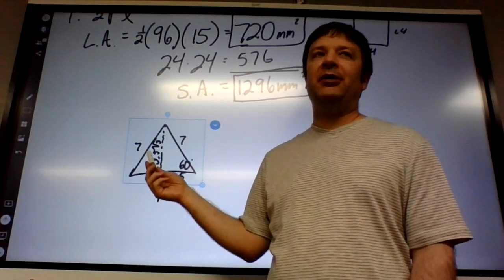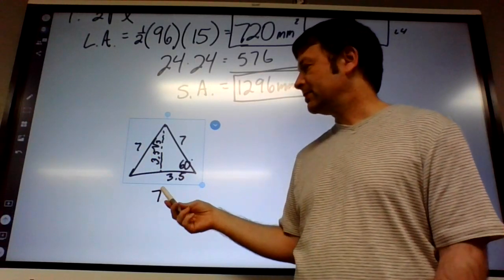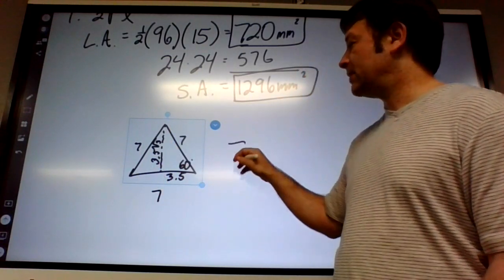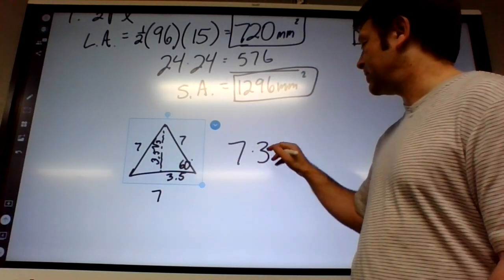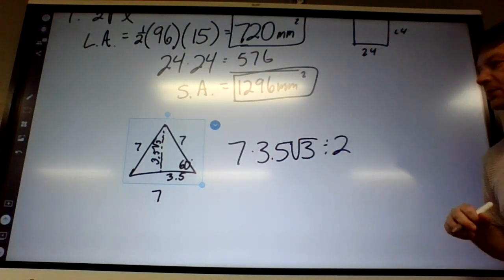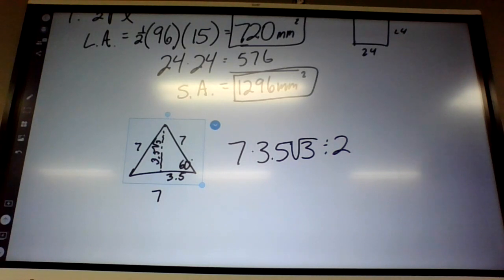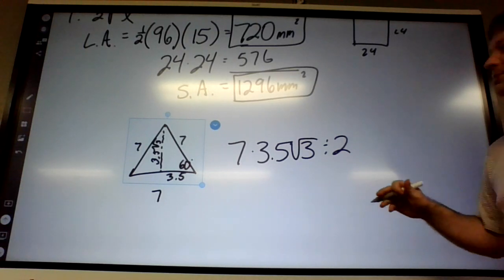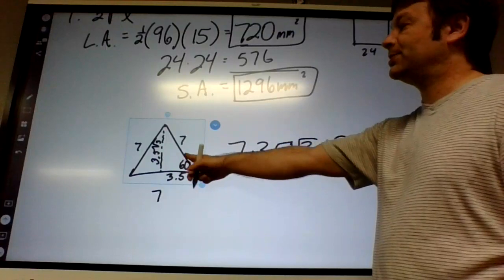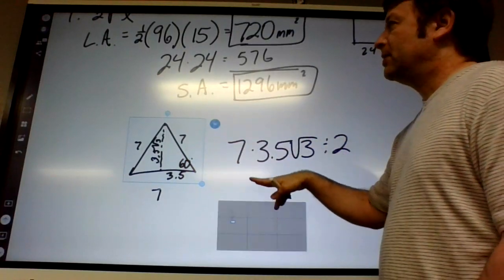So how do we find the area of a triangle? So 7 times 3.5 times square root of 3 divided by 2. Okay, is that an answer? No, that is the base area, which you'll need to use to find the total area. See, the base on number 10 is just a triangle of 7.